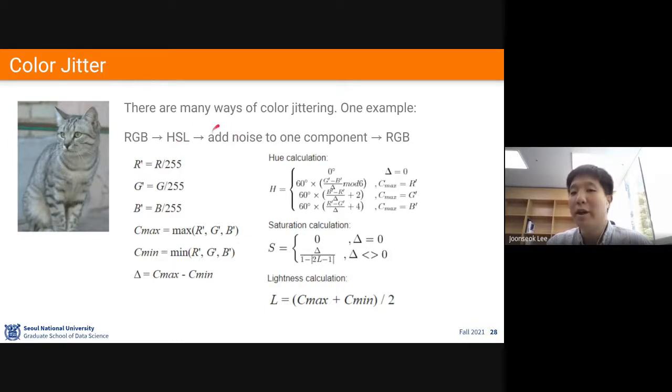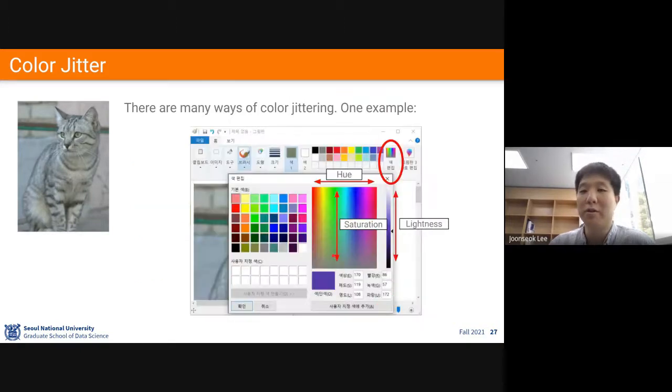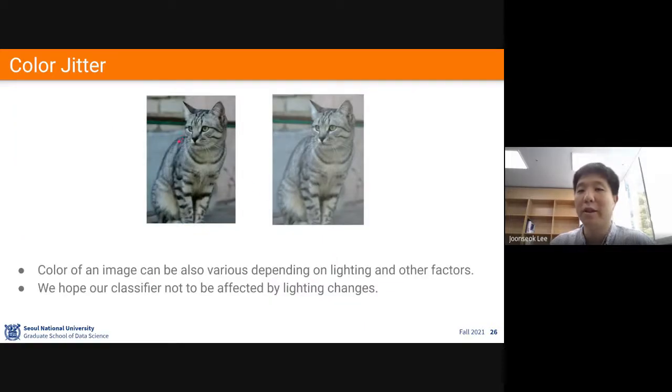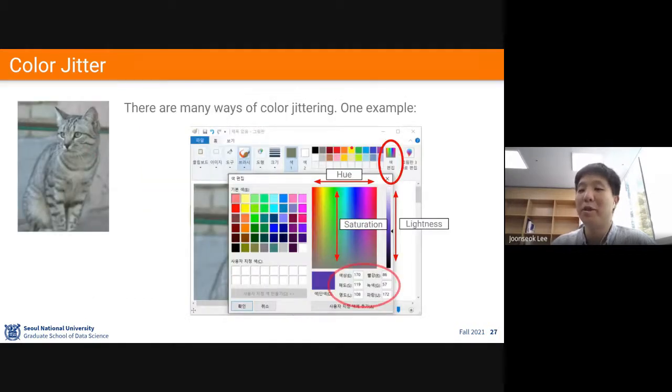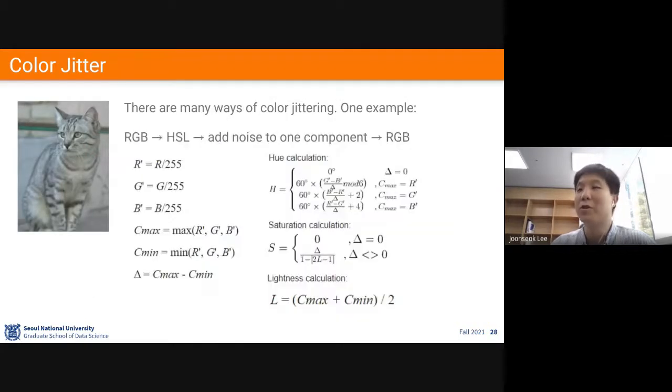And then you add some noise. For example, reduce the lightness a little bit, or increase the saturation a little bit. Then you can convert those pixels back to RGB using the same formulas. So in that way, you can change the image of the cat to this one, just by increasing lightness a little bit. There are many other ways, but this is just an example of color jittering.